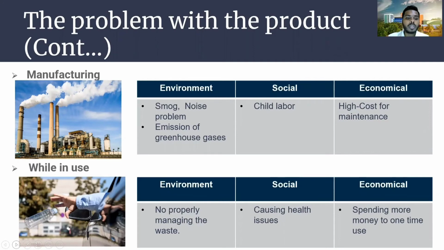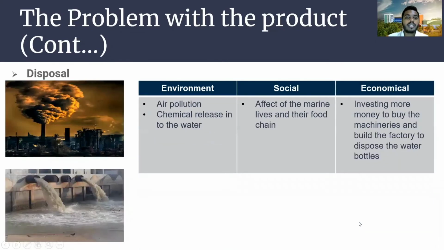And usage is the fourth stage of this problem. In environmental problem, waste is not properly managed. And social problem is causing health issues. And economically, spending more money on one-time use. And I move to the next slide.